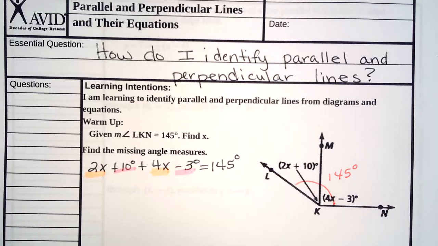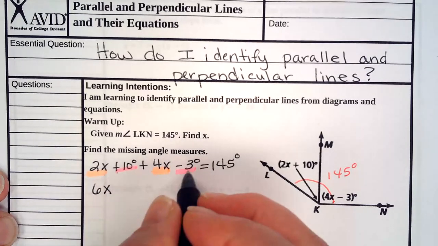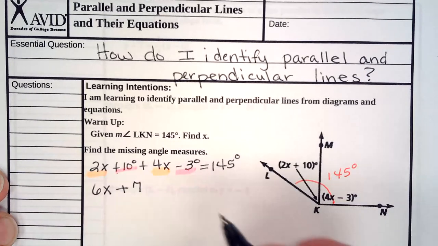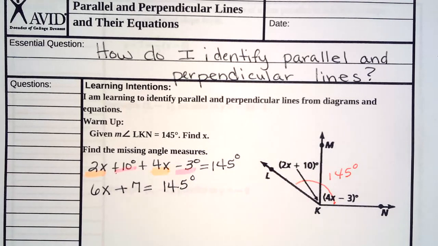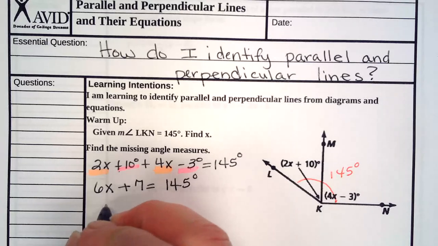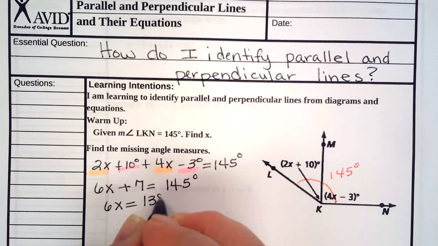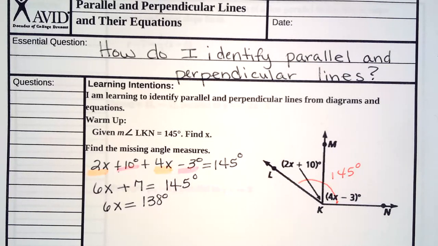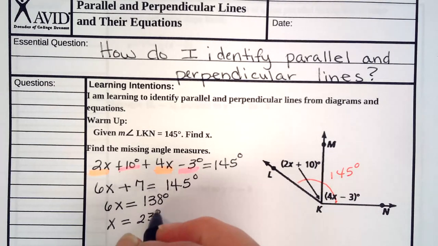So when I simplify, I've got 2x plus 4x is 6x. I've got 10 minus 3, which is 7. 6x plus 7 is equal to 145 degrees. So start by subtracting 7 from both sides. 145 minus 7 is 138. 6x is equal to 138. Divide by 6. And x is equal to 23 degrees.